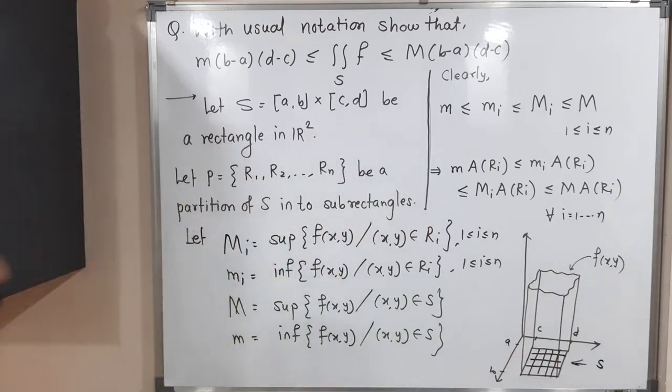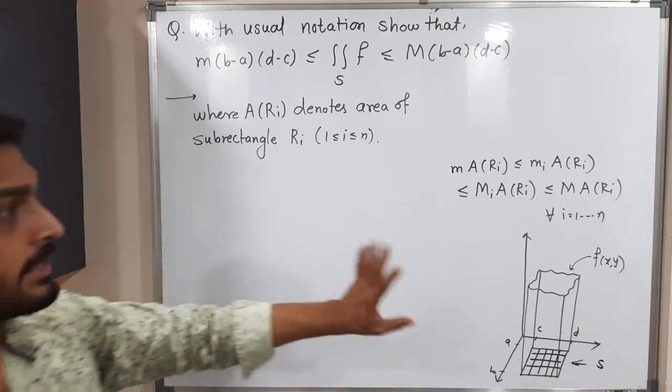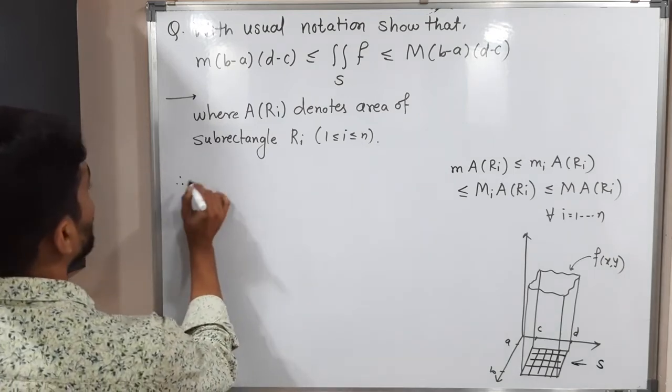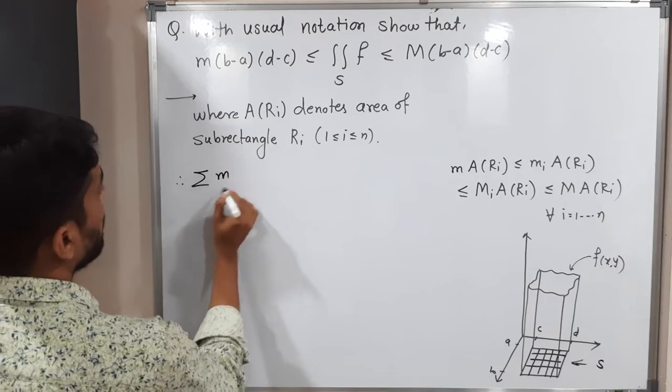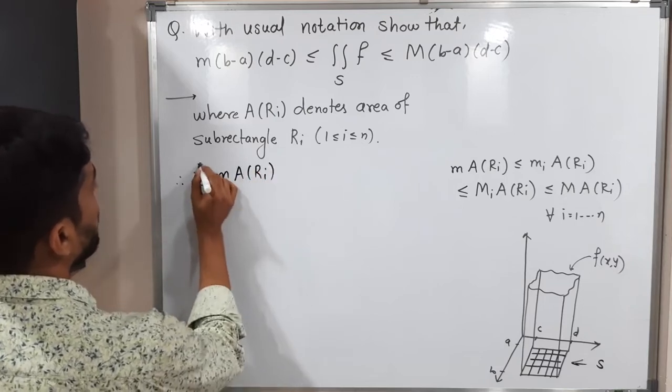Okay, so make a screenshot of it. After that, we will go further. Okay, so let us continue. What will I do now? I will take summation of all sides, since this is true for all i. So let us take summation. So therefore, summation of m area of Ri, i running from 1 to n. Let me write here.